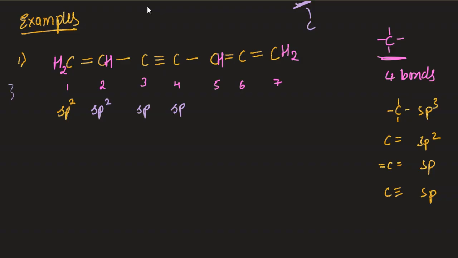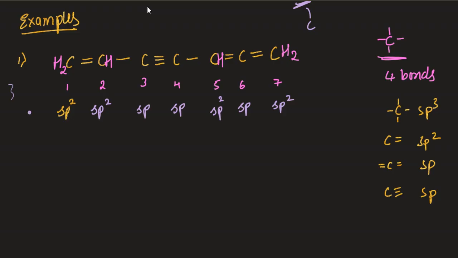Next, the fifth one. This carbon is surrounded by a double bond on only one side, right? One side double bond indicates sp2 hybridization. For the sixth carbon, you can see that double bonds are on both sides. Whenever you have both side double bonds, it indicates sp hybridization. Next, the seventh carbon has only one side double bond, right? One side double bond indicates sp2 hybridization. Understood how to find the hybridization?